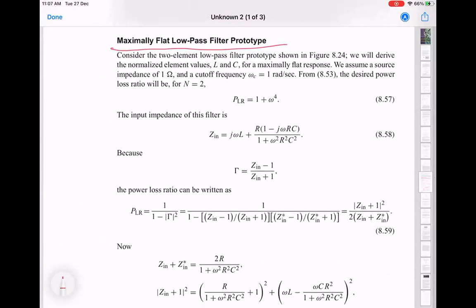Any questions so far? This is, I mean, very basic stuff.